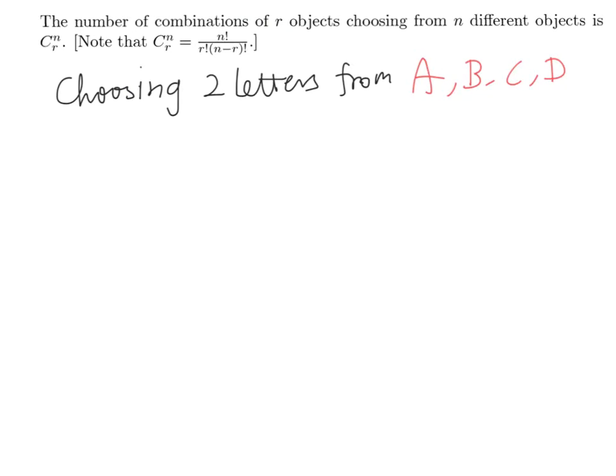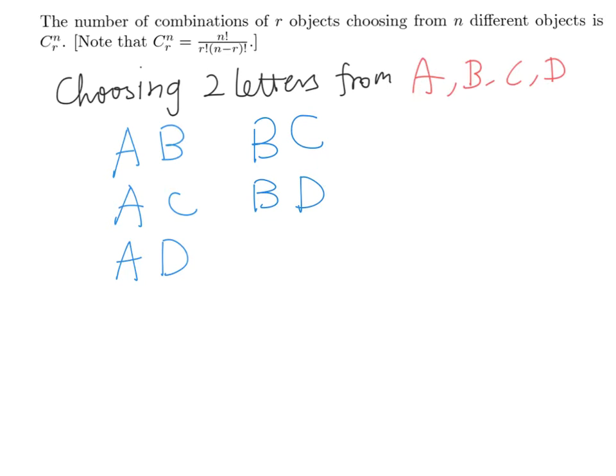If we want to choose 2 letters from A, B, C, and D, there are 6 ways to do that. We may choose A and B, A and C, A and D. All the cases such that A is chosen have been considered. When we are talking about combinations, we don't consider the order in which we choose the letters. So BA and AB are the same case, so we will have BC and BD. And all the cases with B chosen are considered.